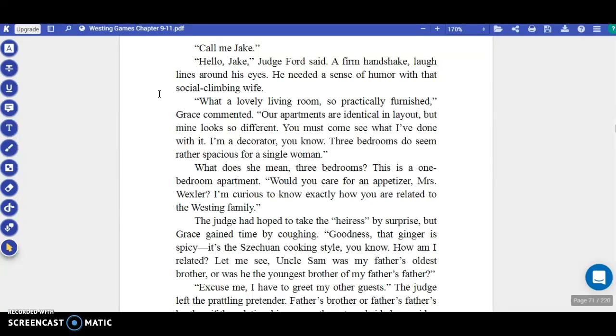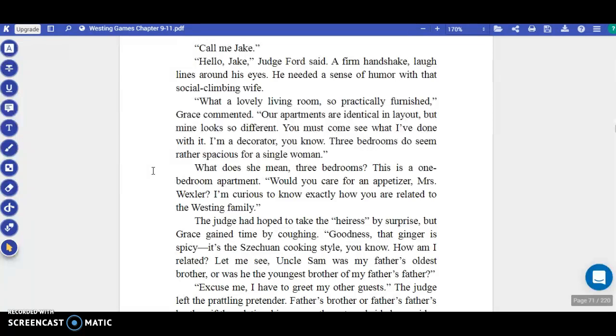What a lovely room, so practically furnished, Grace commented. Our apartments are identical in layout, but mine looks so different. You must come see what I've done with it. I'm a decorator, you know. 3 bedrooms do seem rather spacious for a single woman.